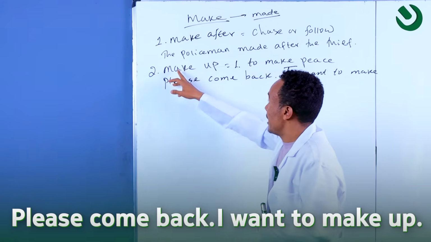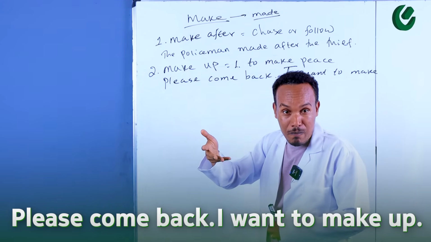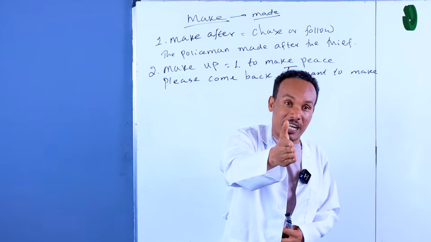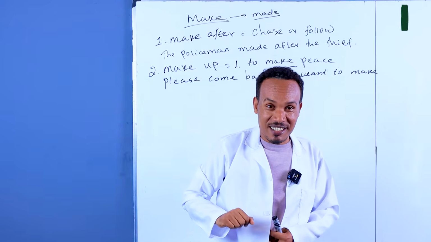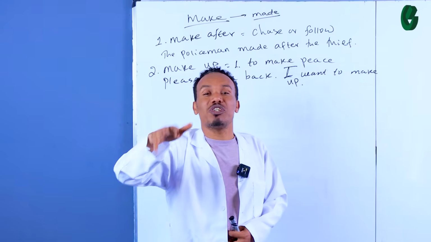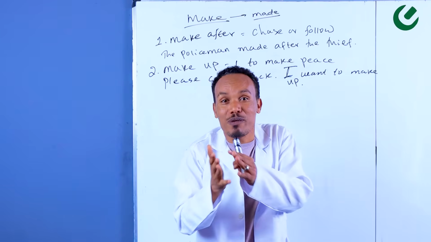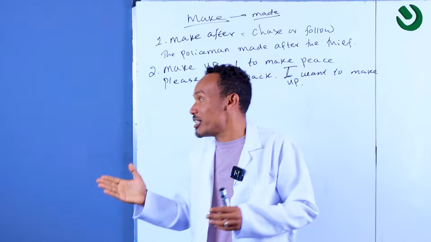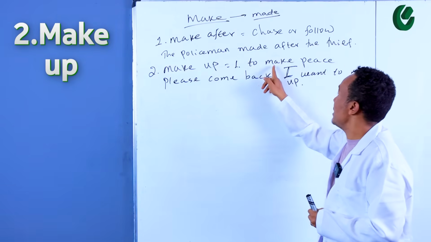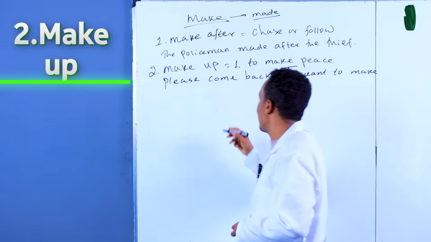Make peace, all right? That means make up. Imagine that you had a fight with your girl. And then you haven't called her for so many days. And then you call her: Please come back. I want to make up. I really miss you. So to make up means to make peace. Here is the first meaning of make up.